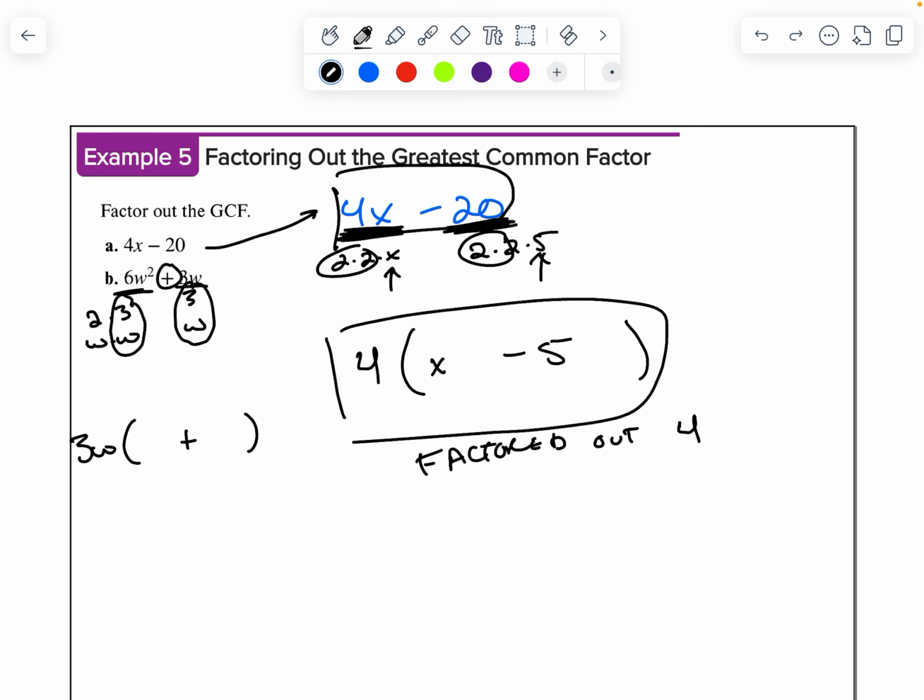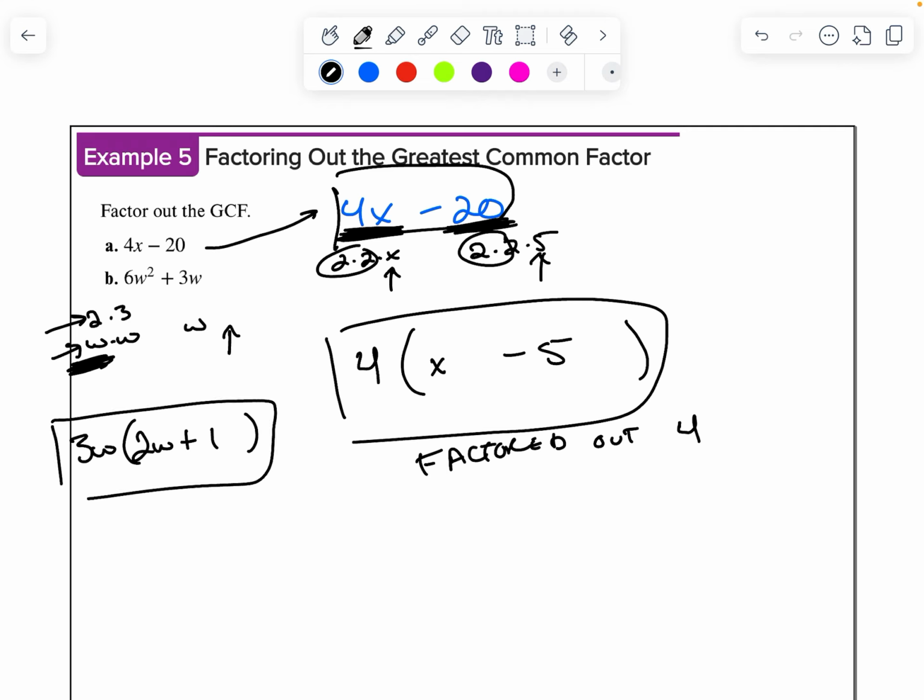If I took the 3w out of the first one, what's left? 2 and w. If I took the 3w out of the second one, what's left? Nothing. So if I divide 3w by 3w, you're just left with 1. You can always check back to see that you did this right by distributing. We're not going to do this every time, but just here, let's check it. This is our solution. If we distributed this back in, 3w times 2w would be 6w squared. 3w times 1 would be 3w, and notice that that does give us back our answer. That is a way to check it.